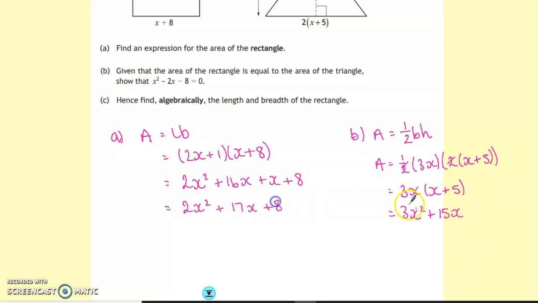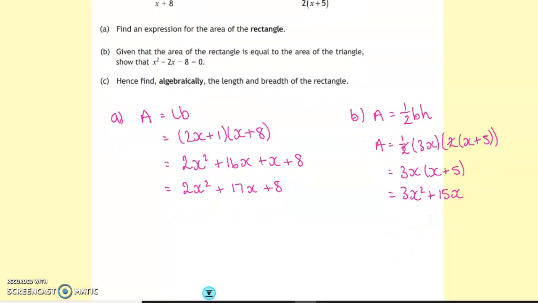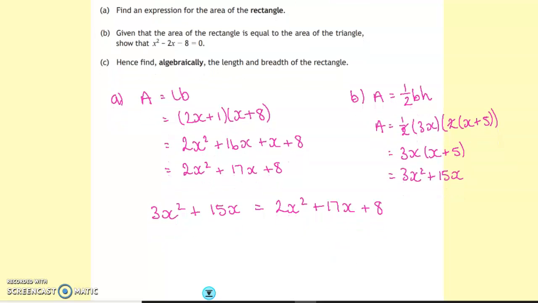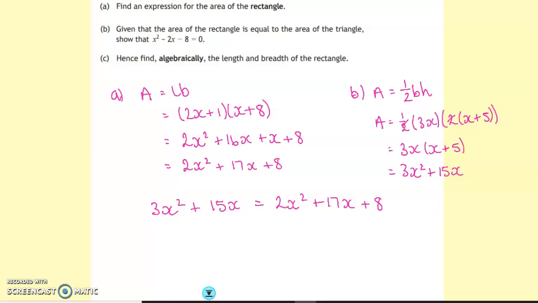I've been told that these two are equal, so I can set them equal to each other. And I'm going to be smart about the way I do this. Here I've got 3x squared, here I've got 2x squared. I don't want a negative x squared, so I'm going to start with my 3x squared plus 15x is equal to 2x squared plus 17x plus 8. I have a quadratic equation. To solve a quadratic equation, I want to make it equal to 0. We're not asked actually to solve it in part B, we're going to do that in part C.